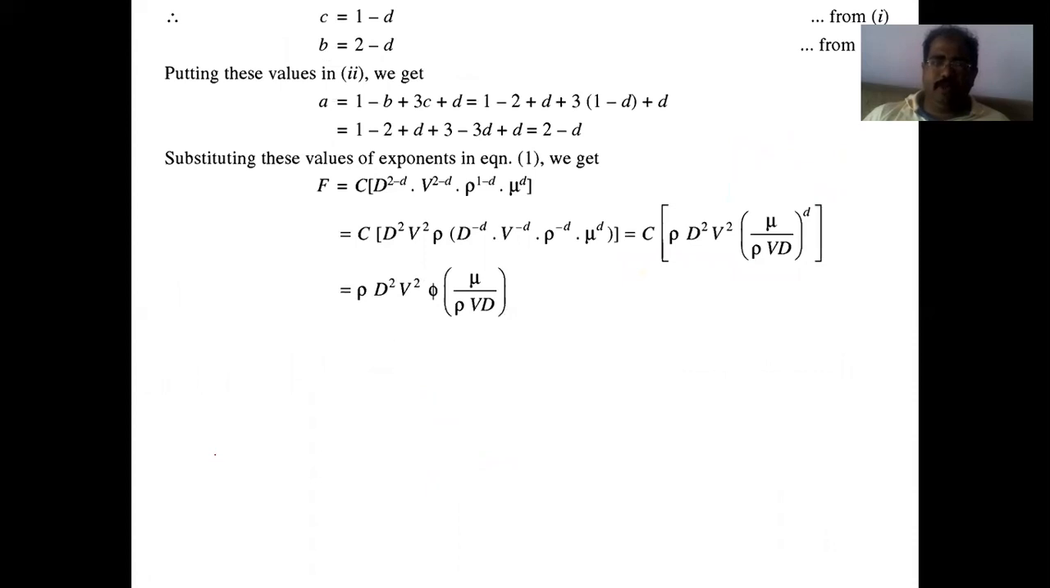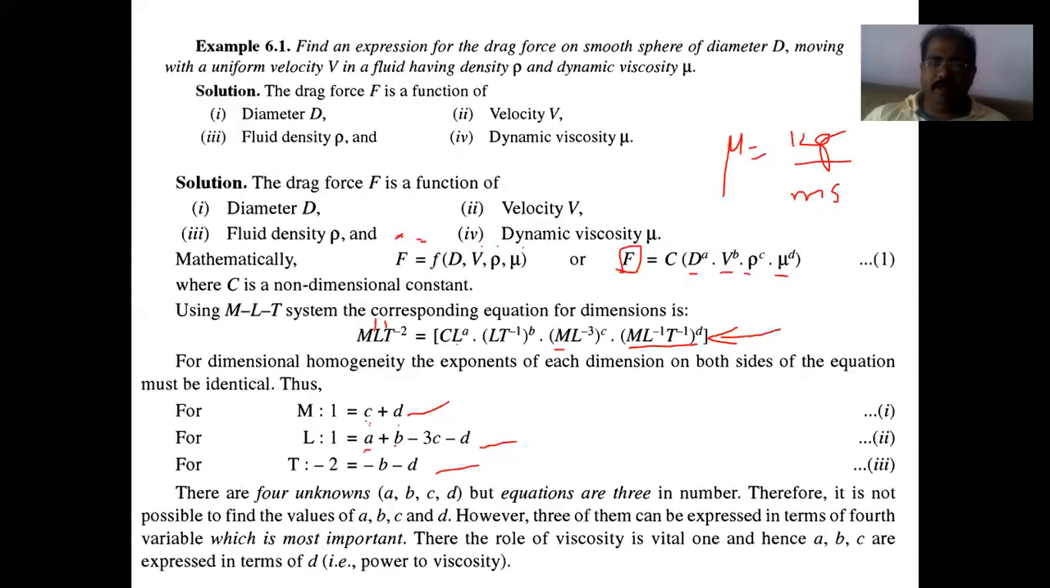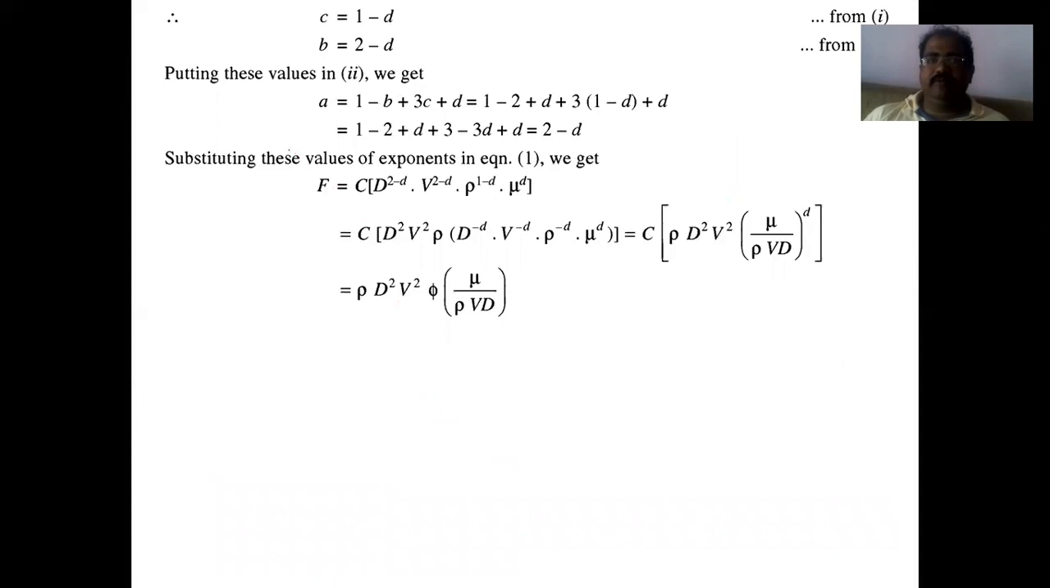From the equations, we find that C is equal to 1 minus D, and B is equal to 2 minus D. So we have found these two relations: C is equal to 1 minus D and B is equal to 2 minus D.